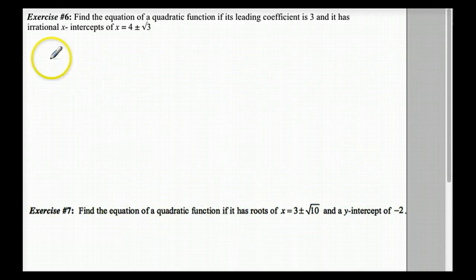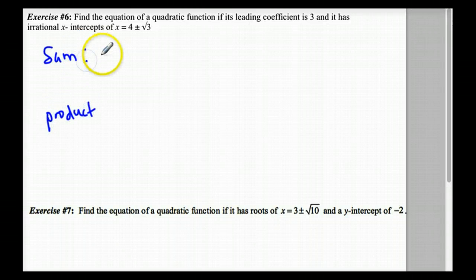Now we have a few more. Find the equation of a quadratic formula if its leading coefficient is 3 and it has a rational x-intercept of that. So again, this goes with what's my sum, what's my product.